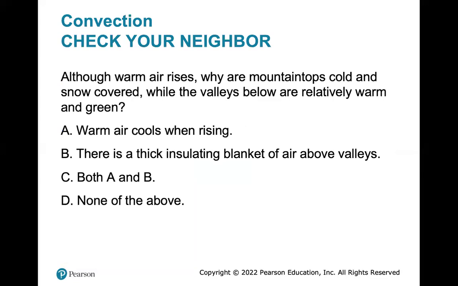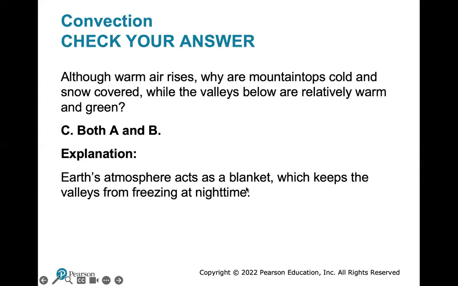Okay. Although warm air rises, why are mountaintops cold and snow covered, while the valleys below are relatively warm and green? Is it because warm air cools when rising? Is it because there's a thick insulating blanket of air above the valleys? Is it both A and B, or some other reason? None of the above. Well, it's C, both A and B. Earth's atmosphere acts as a blanket, which keeps the valleys from freezing at nighttime. Further higher up the mountains, there's less atmosphere, so it doesn't act as much as a blanket up there.